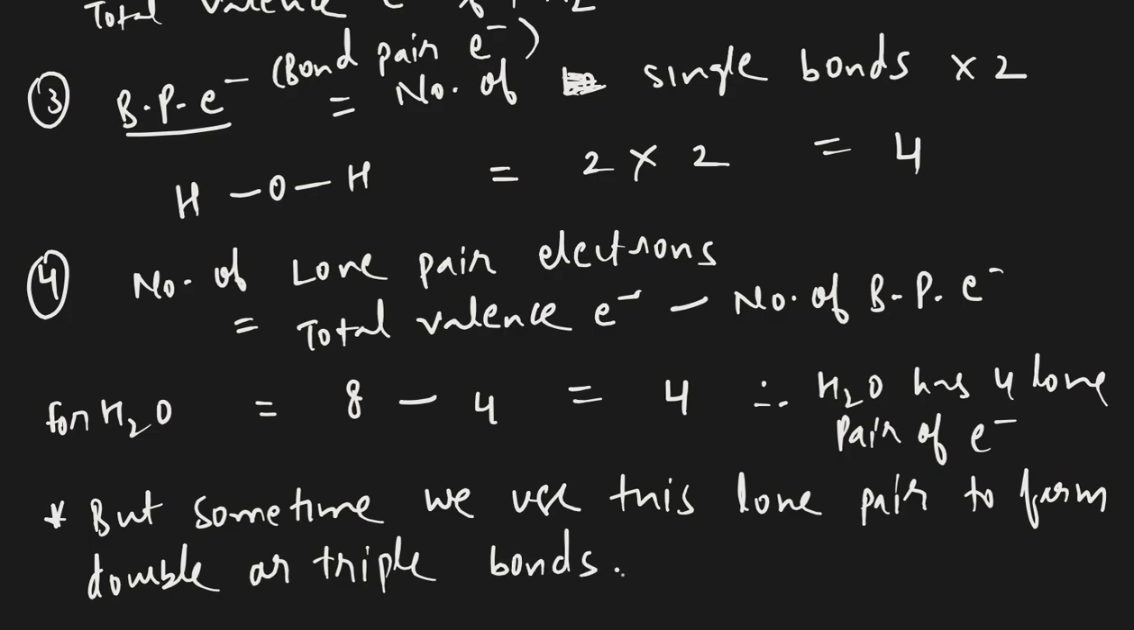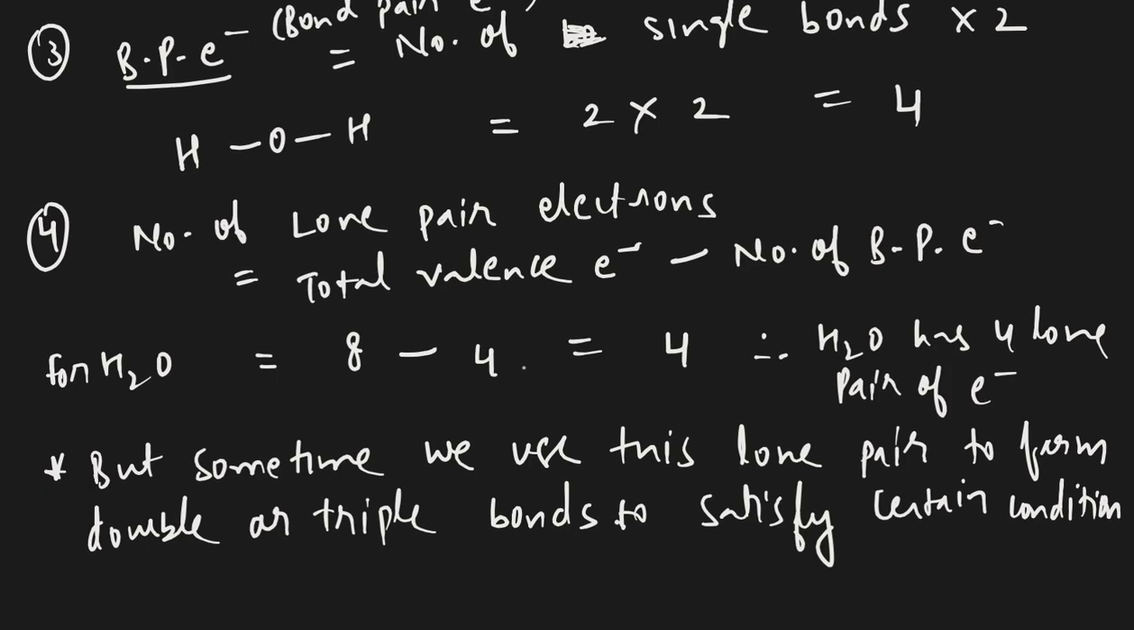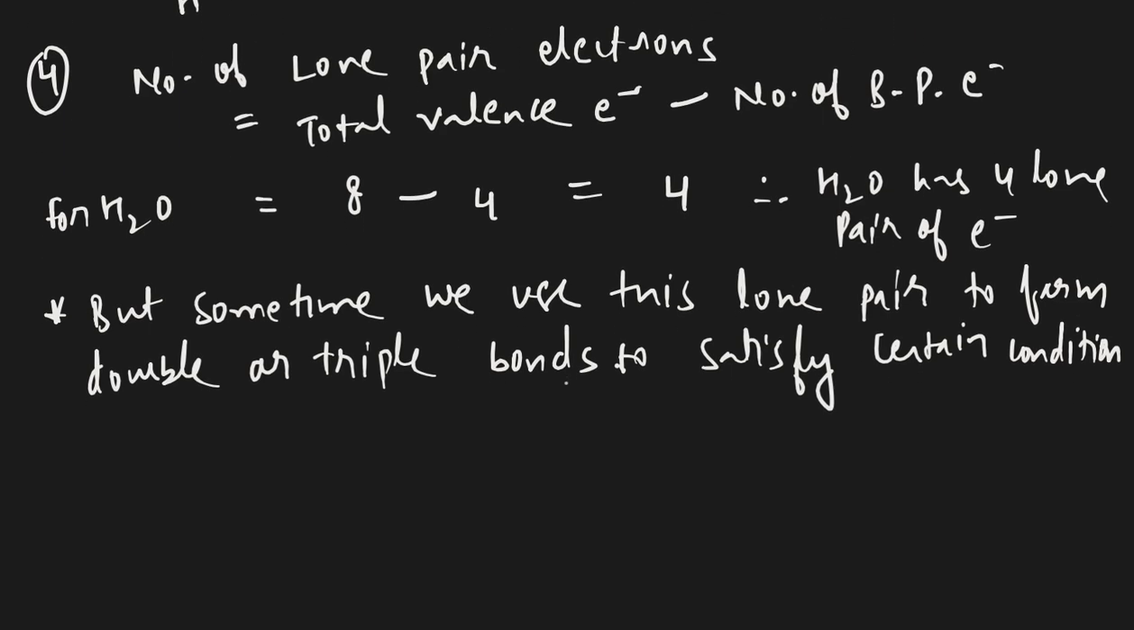Okay, to satisfy certain condition. Please do remember, this formula will give you the idea about the lone pair, but this lone pair will not remain as a lone pair. Most of the time it will remain, but sometimes we have to convert this lone pair into a double bond or maybe sometimes a triple bond. Okay, I'll give you another example of, let's say, ammonium.